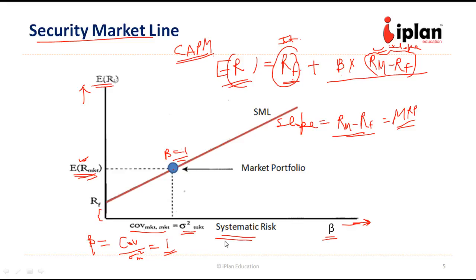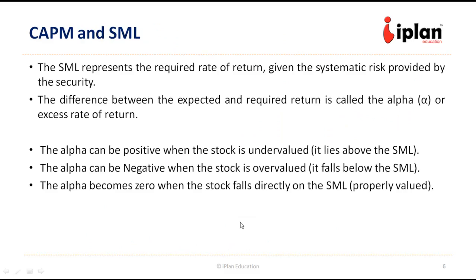Now let us look at the next slide. CAPM and security market line. The security market line represents the required rate of return for a particular security given the systematic risk provided by the security. Here we are talking about only systematic risk. We are taking the market risk premium, multiplying that by beta. So here we are only talking about systematic risk. The difference between the expected and the required rate of return is called alpha or excess rate of return.